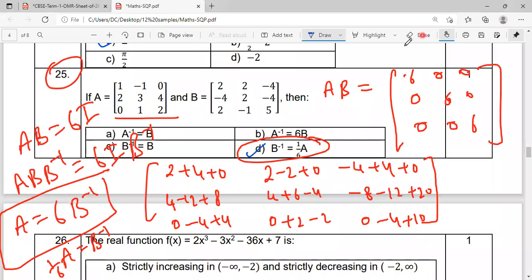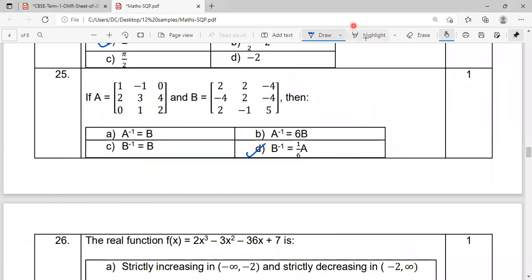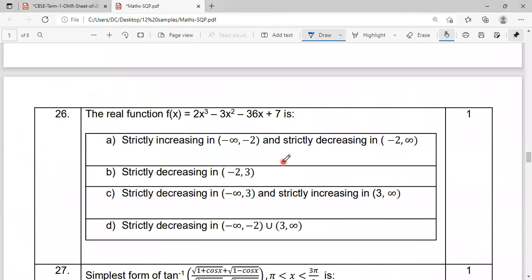If you feel like it will take more time, obviously you have 4 questions where you can make a choice. You can decide not to solve them. So you can move on to the next one. A real function, and so on. It's about increasing and decreasing, which usually takes very less time, and you should attempt these questions.